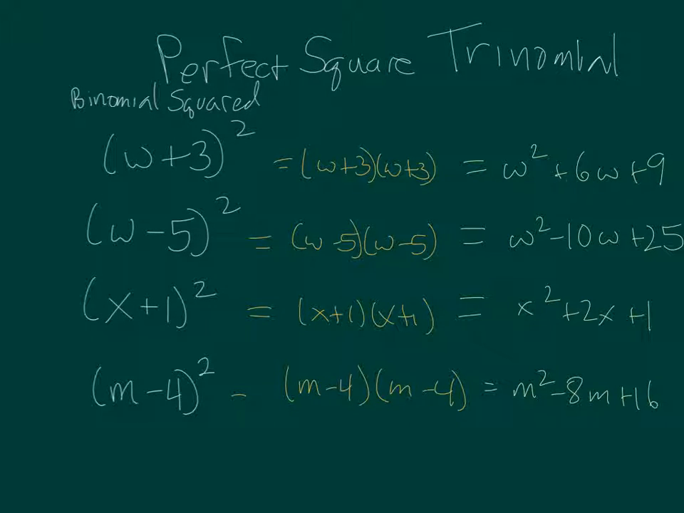So hopefully your answers look something like this, and if you are missing this middle term, I'm going to bet that you forgot that squared means multiplied by itself. Like this 6w, for instance, is coming from this 3w and this 3w being combined. So here's the deal. These are all perfect square trinomials.